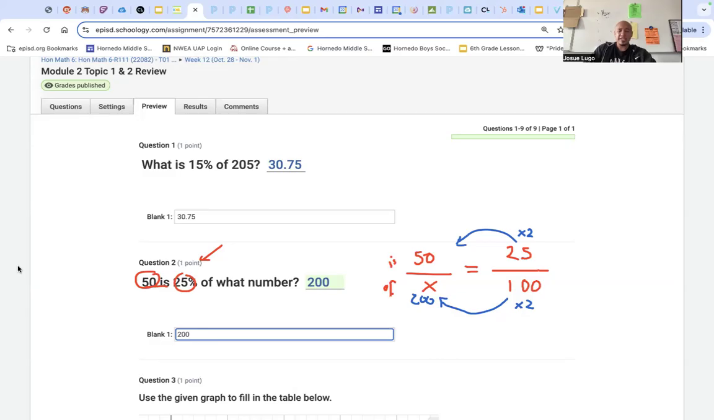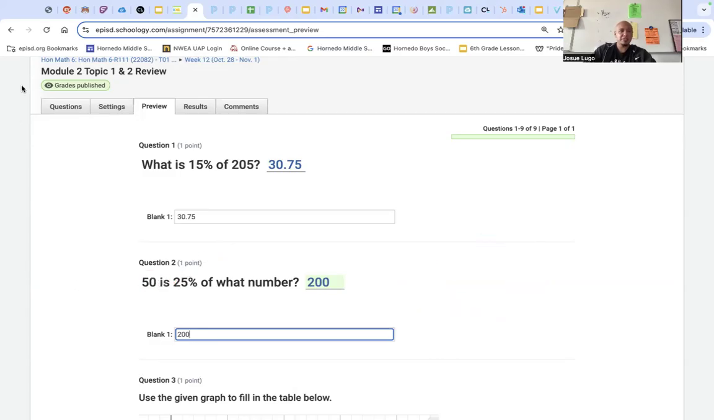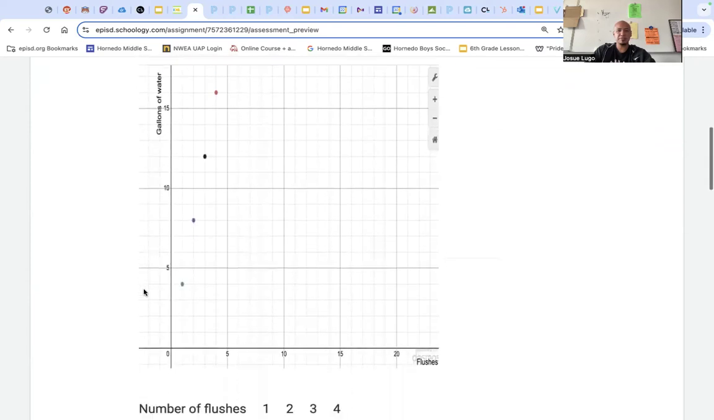All right, moving on to the next one. Like I said, if you're able to set it up as a proportion, it should be pretty simple.